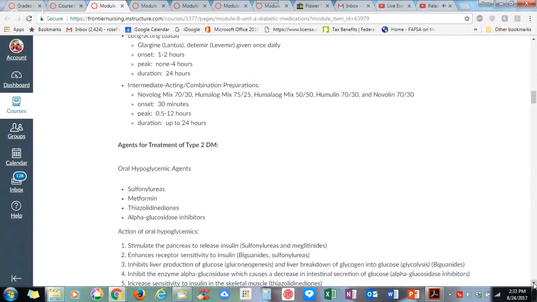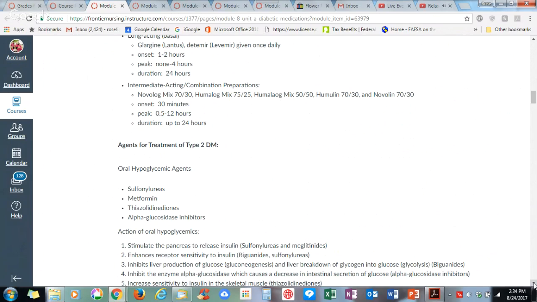Long-acting or basal insulin, Glargine or Lantus, and Detemir, which is Levemir, given once daily. Onset is 1 to 2 hours. Peak none to 4. Duration 24.